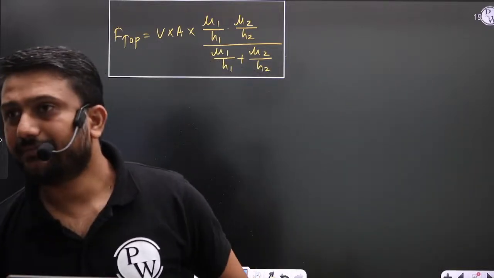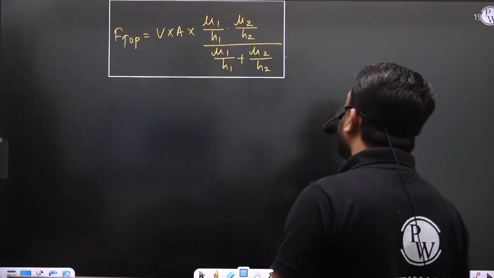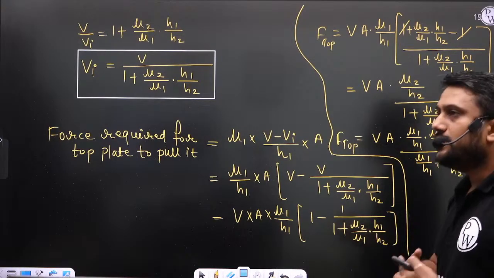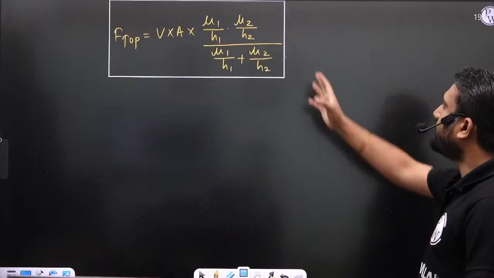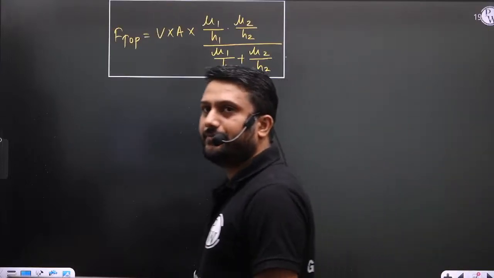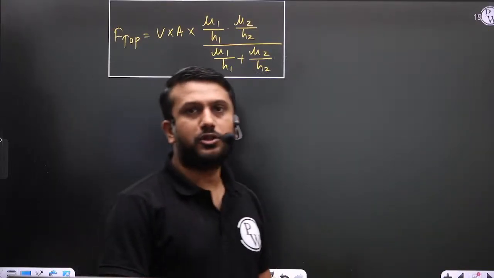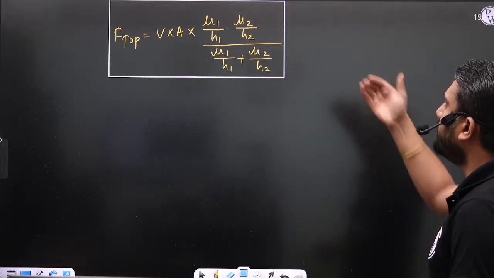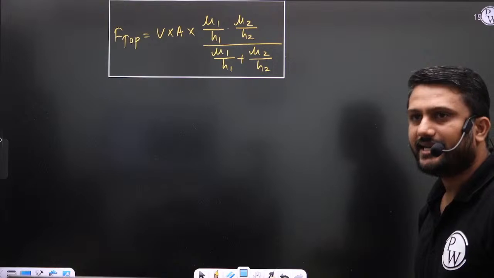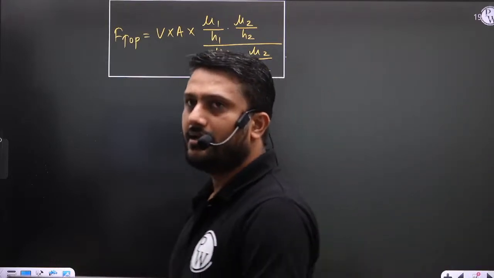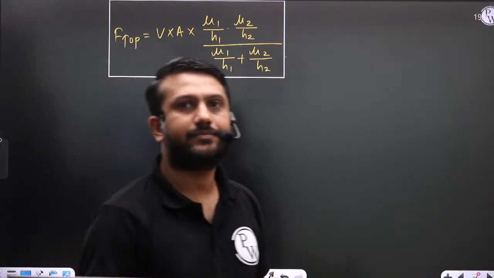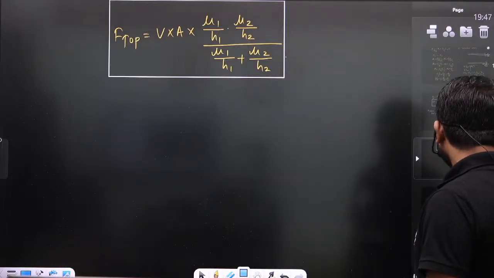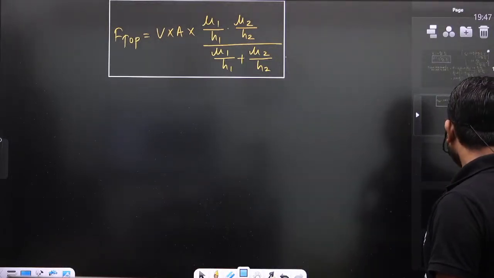This expression is clear. Okay, and once you know the force required to pull the top plate, then you can easily calculate the power. Power required to pull the top plate is simple: shear force or force experienced by the top plate multiplied by the top plate velocity, and that is V. So you can easily calculate the power required to pull the top plate. I hope you can understand this.